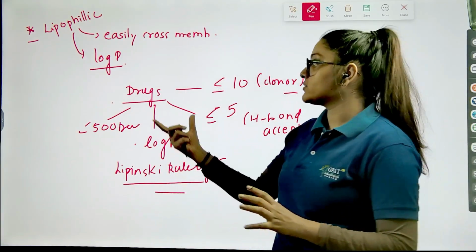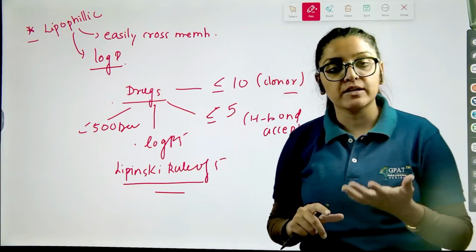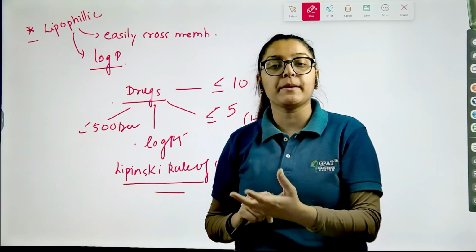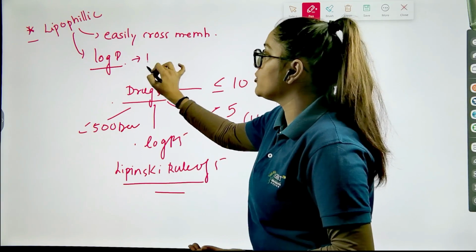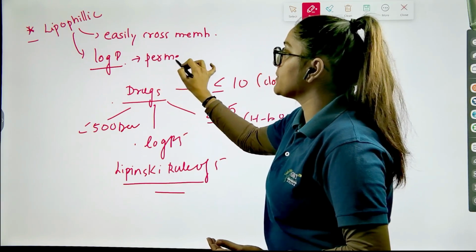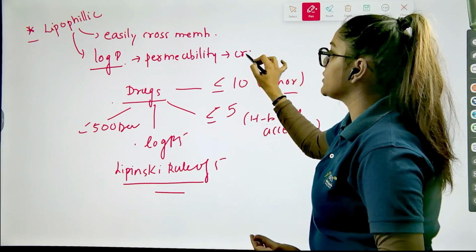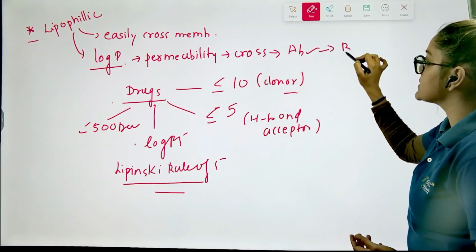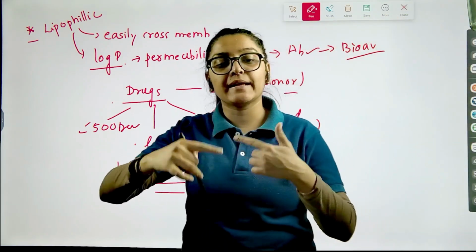But before that, I think this point is clear to you. If the log P will be more, that means the permeability will be more. That means the membrane will be crossed. That means absorption will be better. That means bioavailability is going to be better. So log P more, you have good permeability characteristics. It will easily be crossing the membrane. The absorption will be more, and so will the bioavailability, right? You must be able to connect these dots now.